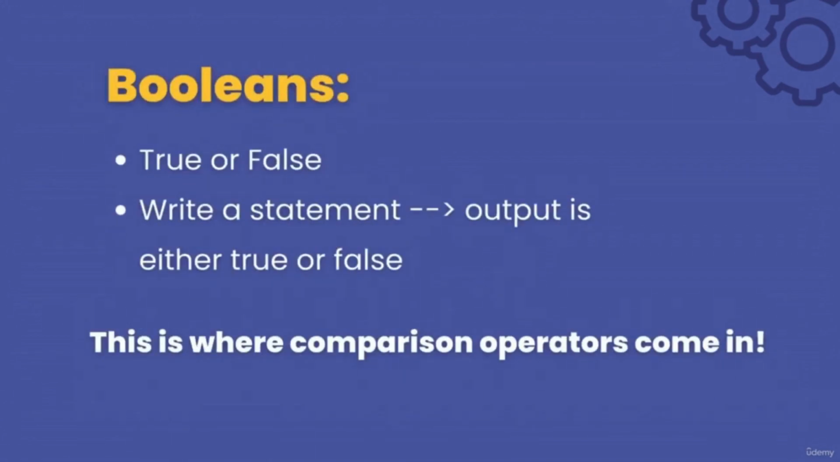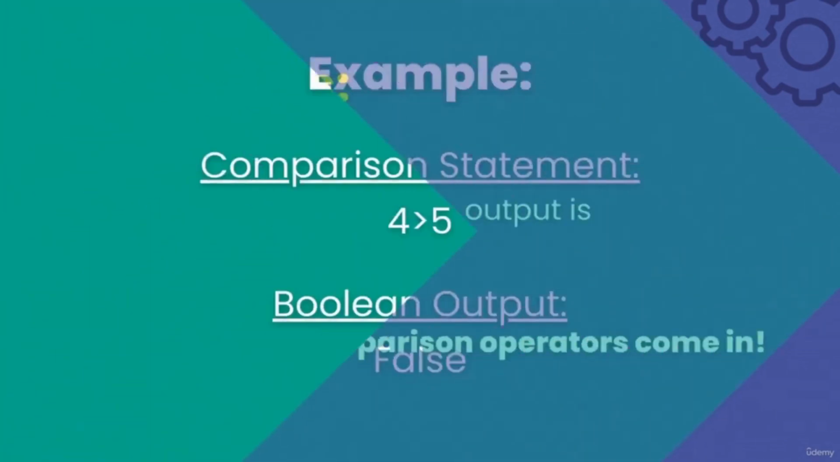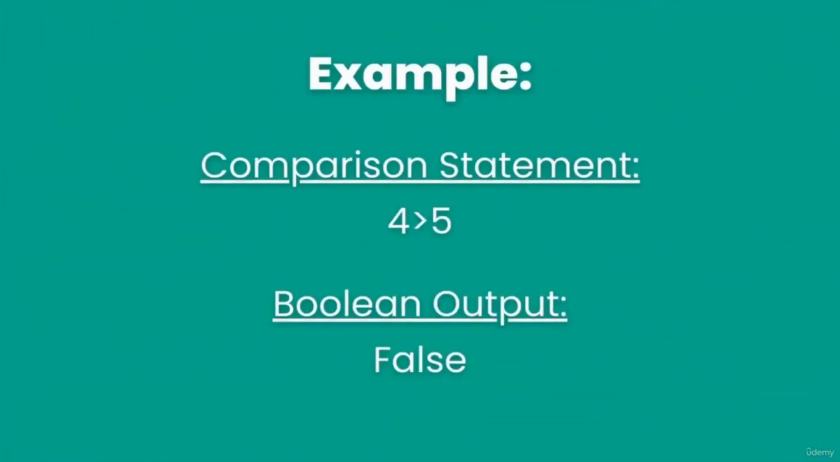Now, what are booleans? A boolean is basically either a true or a false. The way it works is you write a statement, and the output is whether that statement is true or false. This is where comparison operators come in. When I write a statement comparing 2 numbers, such as 4 is greater than 5, the output will be whether that comparison is true or false. In this case, the output would be false because 4 is not greater than 5. Let's look at some examples of this.